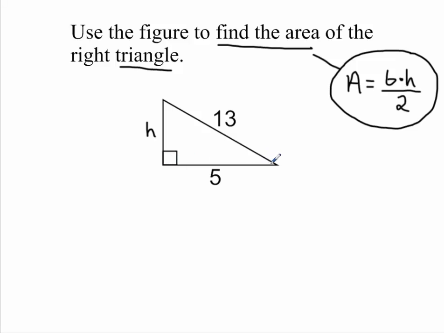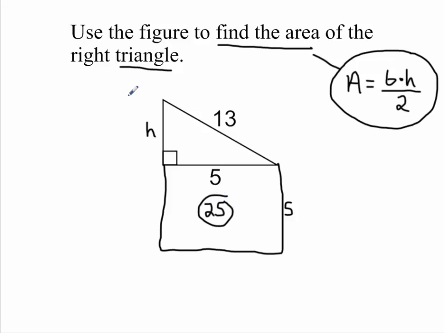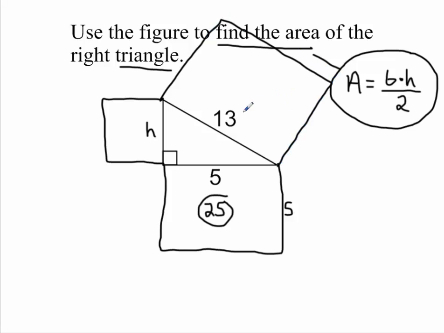The way we do that is we create the squares off of each side. This is a side of 5, so I'm going to create a square. Since I'm making a square, this is length 5, this is also length 5. And if I find its area, it'd be 25. So the area of this square is 25. This square here has sides of length h, but since I don't know this length, I'm not going to find that area just yet. And I'm going to create this square here. Since this is 13, and I'm creating a square, this is going to be 13. So the area would be 169 for this square.